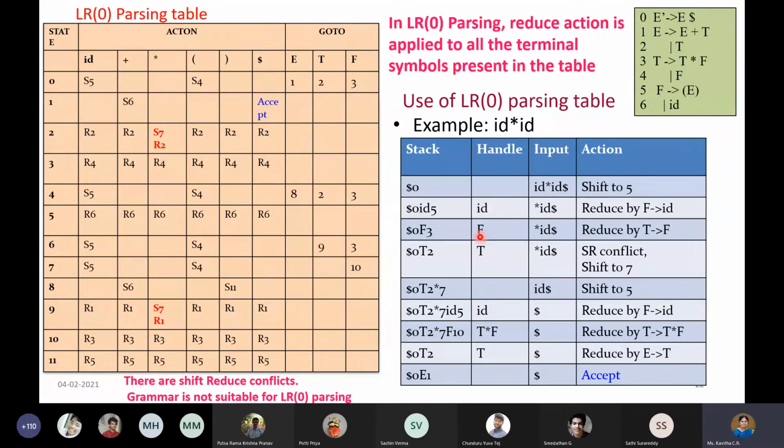Same thing means I found the handle, which is F, and F can be replaced by capital T. So now again, same process. What we have to do, I have to get my F. So this is a stack, you remember, right? So first I have to pop 3, then I will pop F, and then I'm going to push capital T.